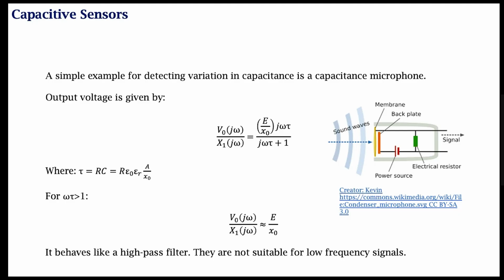Now, this RC circuit functions as a high pass filter. How am I saying this? That this RC circuit functions as a high pass filter? That you need to check from your electric circuit theory and physics. How does this RC circuit function as a high pass filter? That means that they are not really suitable for measuring low frequency signals.